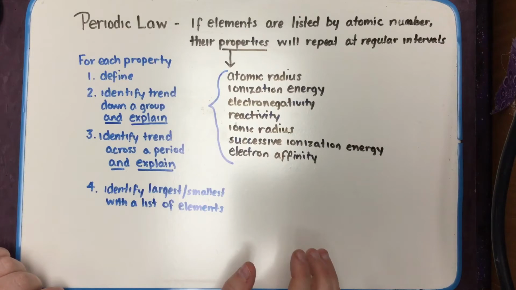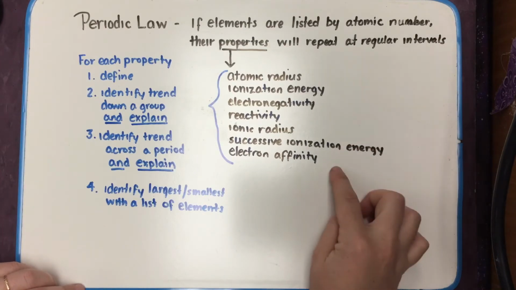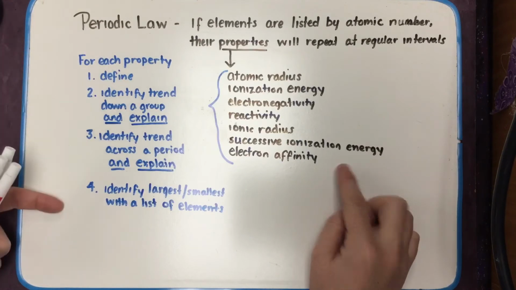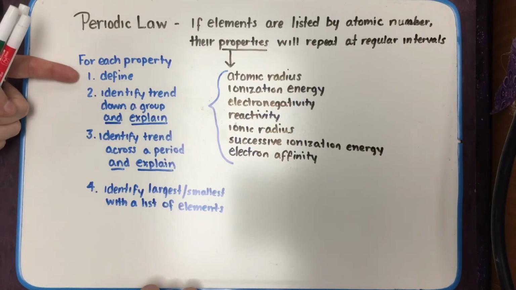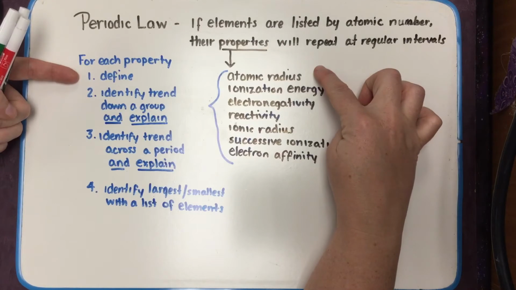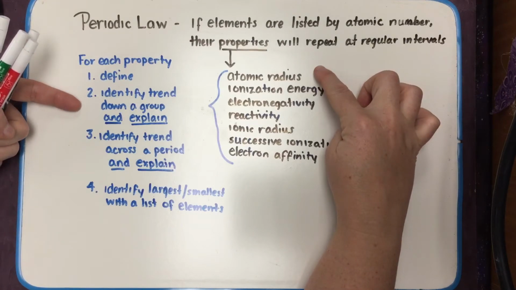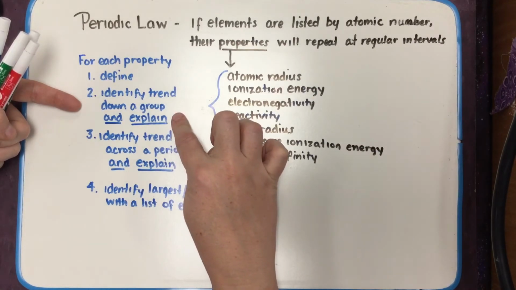So throughout this little mini unit, your goal is to be able to look at each of these properties and do the four following things with each. You want to be able to define the property. So what is atomic radius? You want to be able to look on a periodic table and identify what is the trend of that property going down a group. Does it get bigger or smaller? And why? You need to be able to explain it.